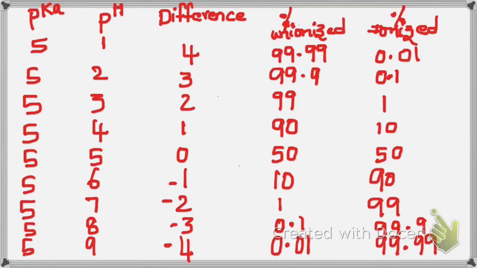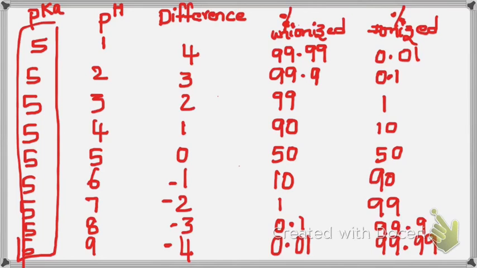So let's assume the pKa of the drug is 5. At various pH, how the drug behaves and what the percentage of unionized and ionized is, we can know by simply subtracting the pKa and the pH. So if the difference is 4, it indicates 4 nines. So 99.99% is unionized. 100 minus 99.99 gives 0.01. So that is the percentage ionized.